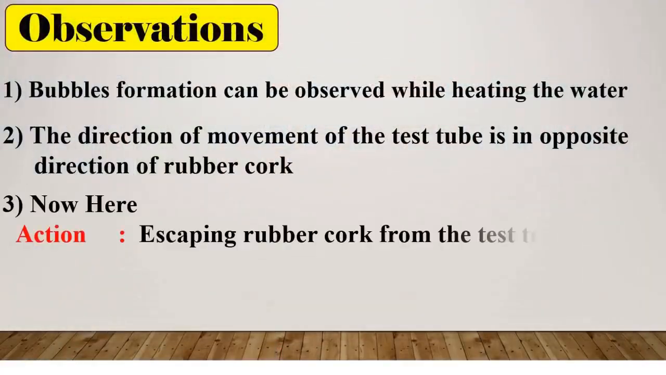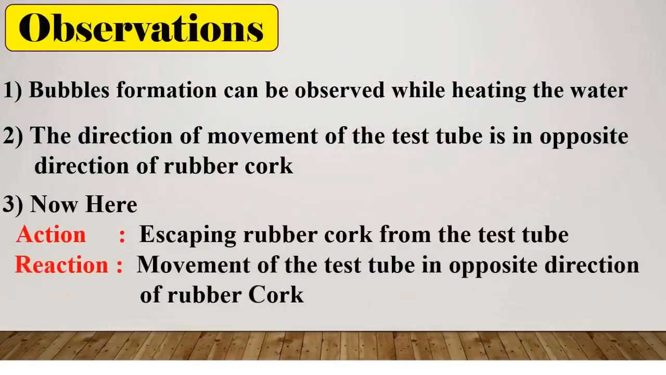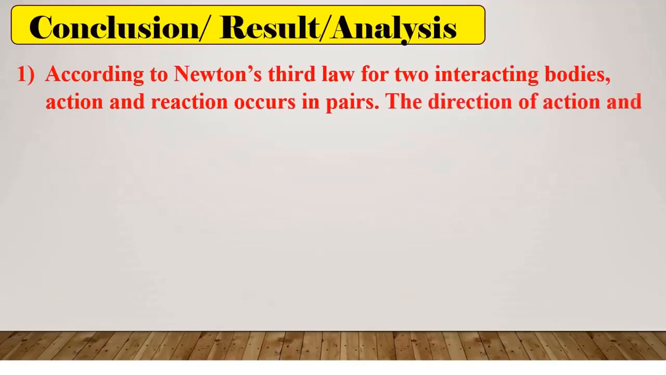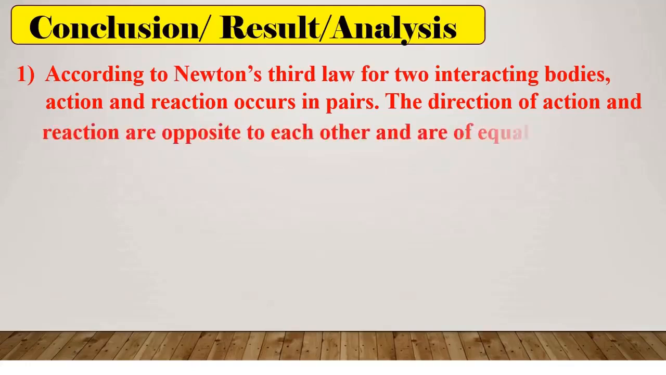Now here the action is the rubber cork escaping from the test tube. The reaction is the movement of the test tube in the direction opposite to the rubber cork. So the conclusion after the activity: according to Newton's third law, for two interacting bodies, action and reaction occur in pairs. The directions of action and reaction are opposite to each other and are of equal magnitude.